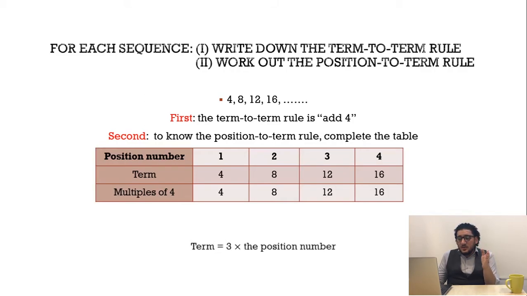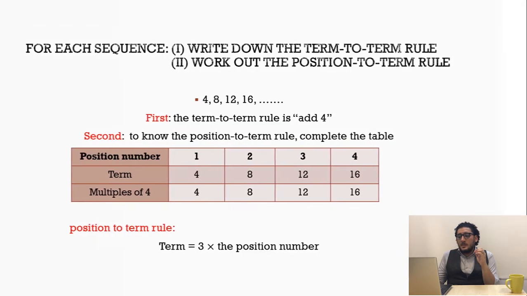So we can say term equals 4 multiply the position number, and this is the meaning of the position-to-term rule, or the nth term rule. If you want to find term number 10, you have to multiply 4 by 10, it will be 40. If you want to find term number 100, it will be 4 multiply 100, it equals 400.